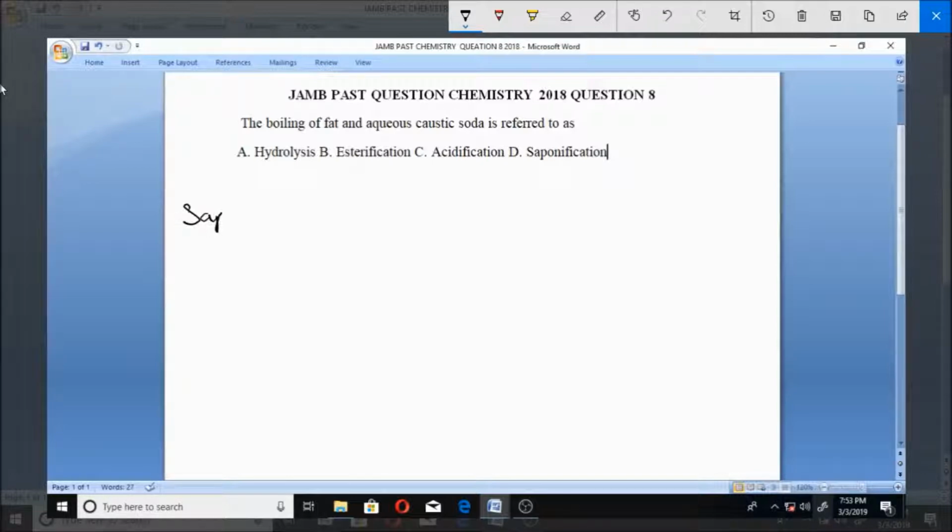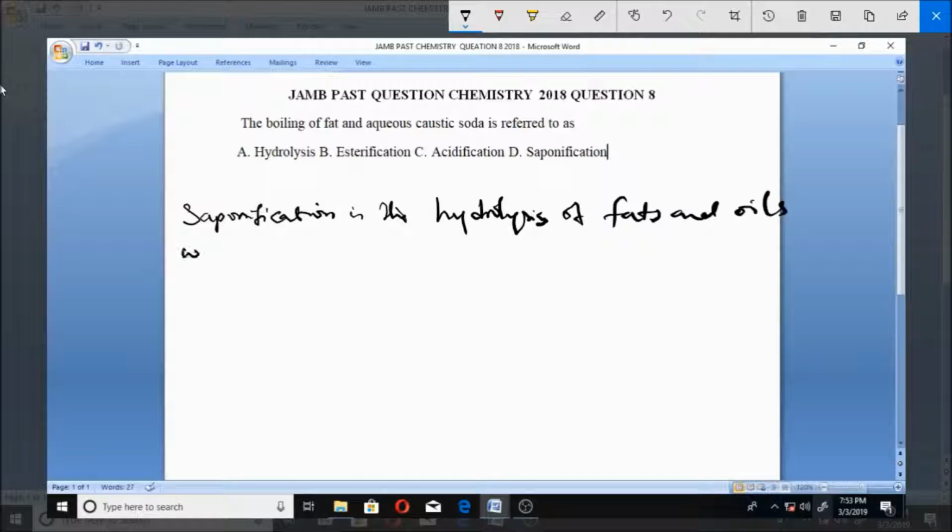So I'm going to state the definition of saponification. Saponification, very importantly, is the hydrolysis of fats and oils with caustic alkali. You can see this topic in Organic Chemistry 2. You can see this in the definition given up there, making saponification the right answer.